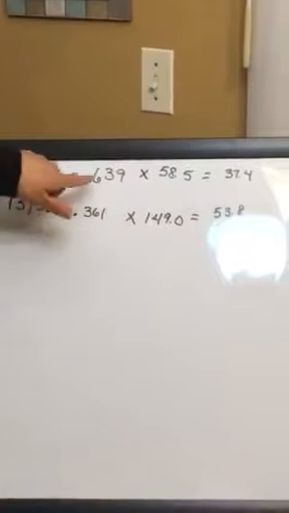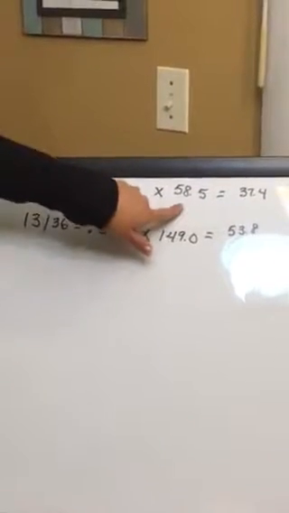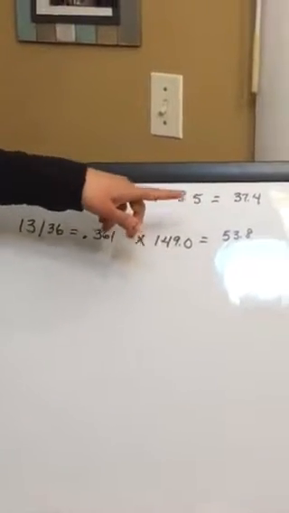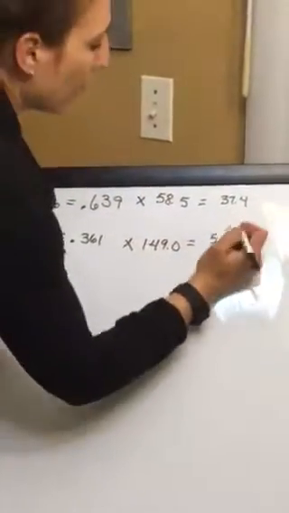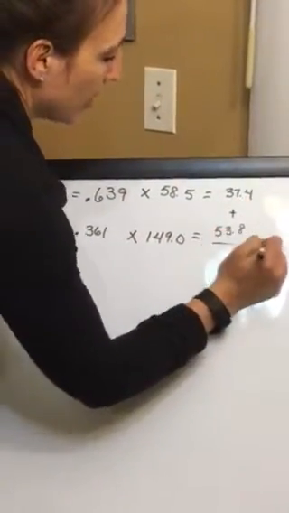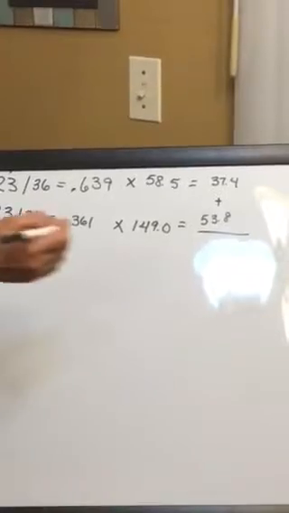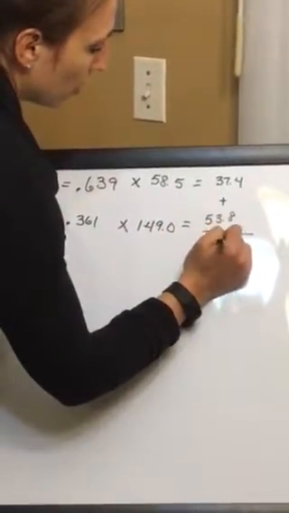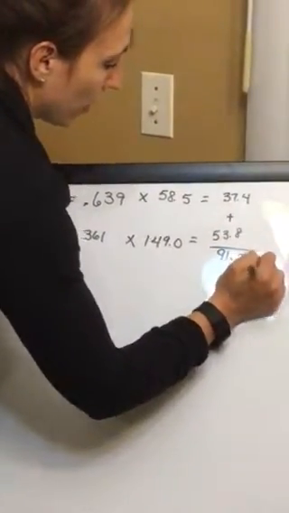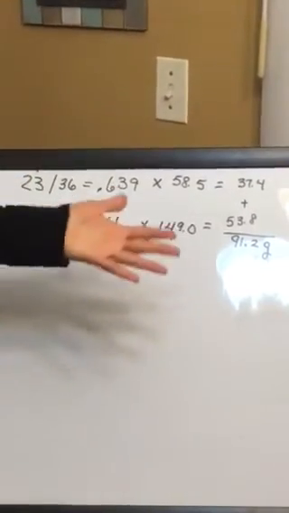Okay, so once I take the natural occurrence and I multiply it by the mass of that particular isotope, then to get my average atomic mass, I'm just going to add these two numbers together. So I get 91.2 grams, and that is going to be my average atomic mass.